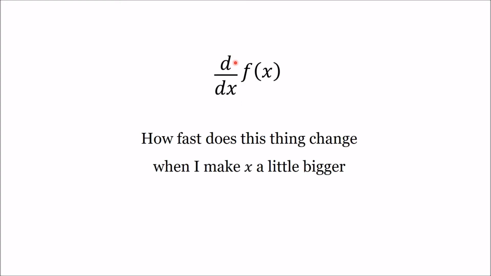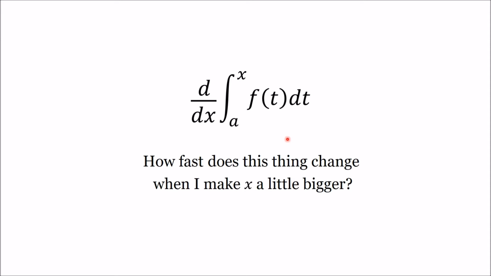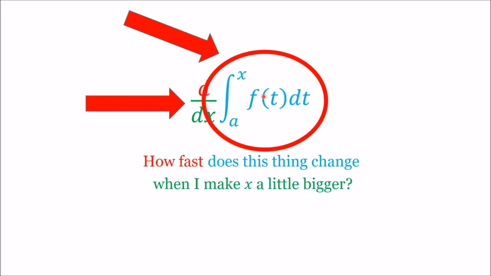Okay, let's recall what d by dx of something means. It means how fast does this thing change when I make x just a little bit bigger. Keeping that in mind, let's go look at the formal statement again. If we go back to the statement from the fundamental theorem of calculus, it's saying how fast does this thing change when I make x just a little bit bigger. Now we need to understand what this thing is here.